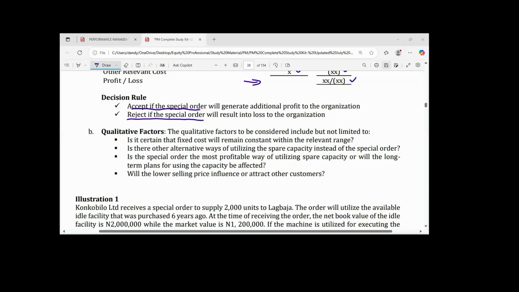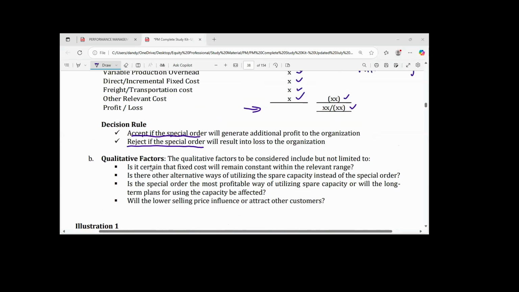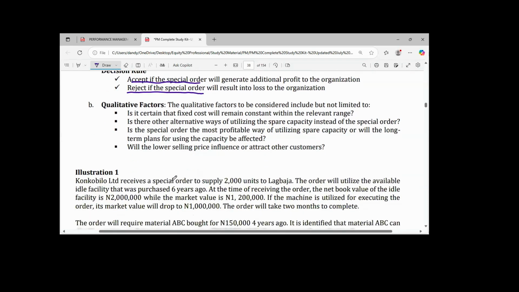Like I mentioned to you, as far as special order is concerned, there are two ways the examiner can test you. If in the question you are given a selling price or sales value, it means that you have to determine the profit or loss associated with the special order. It is also possible that the examiner just gives you a scenario and you have to determine the minimum price to quote for the order. When that happens, the examiner just wants you to determine the relevant cost for the special order. So those are the two ways the examiner can test you as far as special order decisions are concerned. At this point, let's have illustrations to demonstrate our points.